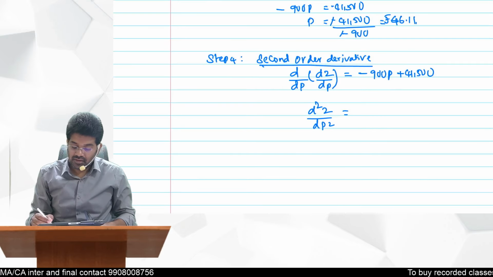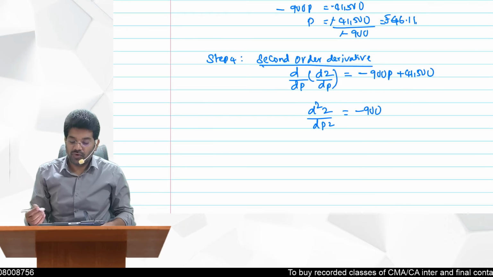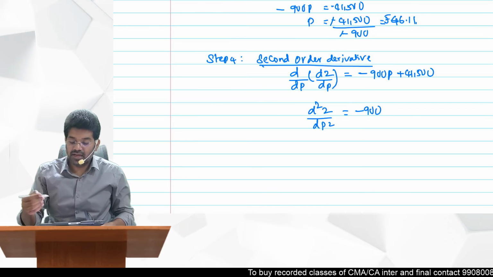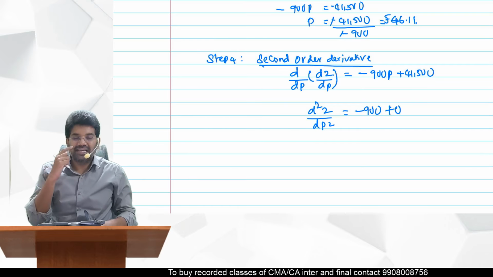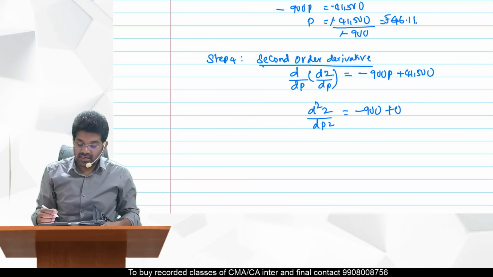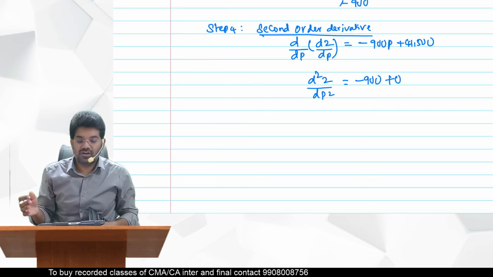So minus 900 d by dP of P is what? 1 only, no. So minus 900, and d by dP of the constant is 0. So we are getting minus 900. d square z by dP square value we are getting minus 900, which is less than 0 or not?